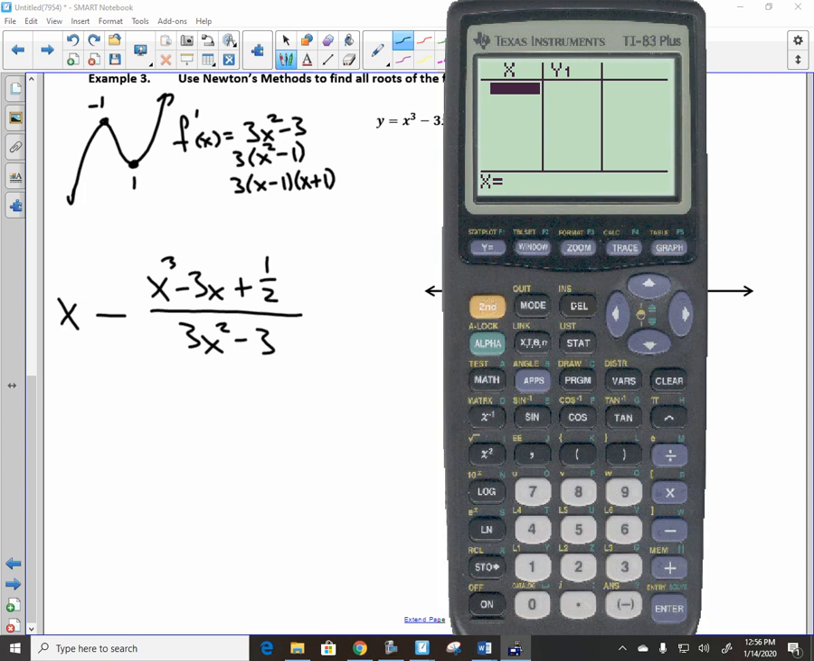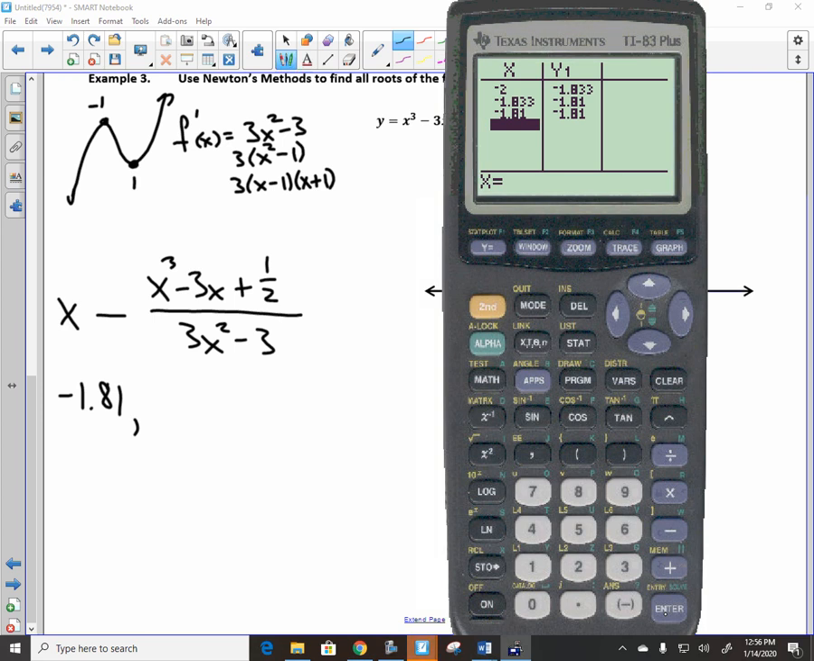I want to guess to the left of negative 1. Anybody got a number to the left of negative 1 they want to try? So we try negative 2, and we get negative 1.83. What do I then try? Negative 1.833, and I get negative 1.81. So I try negative 1.81, and I get negative 1.81. It looks like that's one of the first solutions.